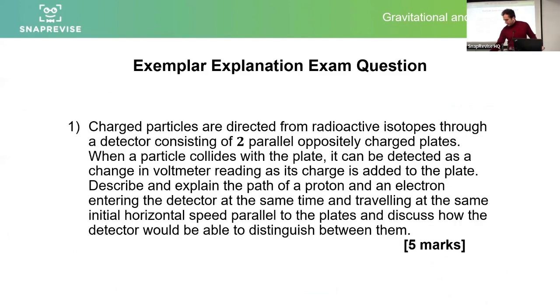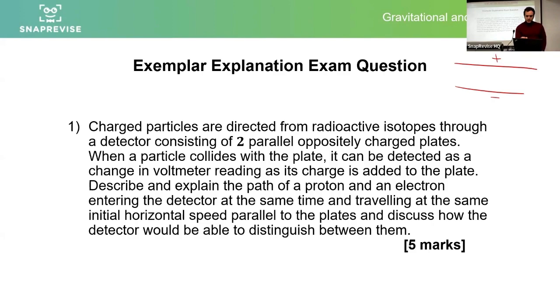Right, let's do this exam question, talk a bit about electric potential, and then we'll be ready for our next break. Good, we're okay for time. Charged particles are directed from radioactive isotopes through a detector consisting of two parallel oppositely charged plates. When a particle collides with the plate, it can be detected as a change in voltmeter reading as its charge is added to the plate.